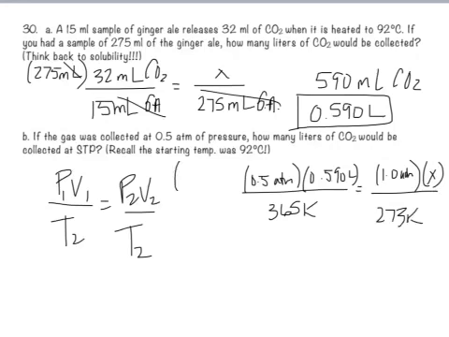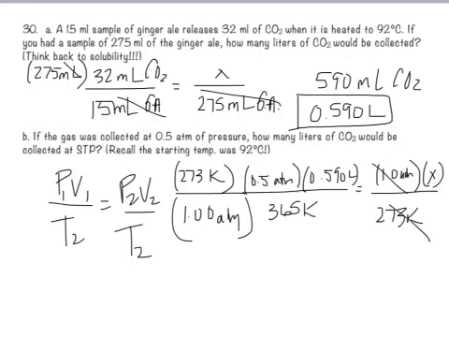Cross multiply, the 273 Kelvin comes up here. The 1 atmosphere goes on the bottom. Those go away. Atmospheres cancel. Kelvin cancels. You're left with liters. Multiply and then divide. 0.221 liters.